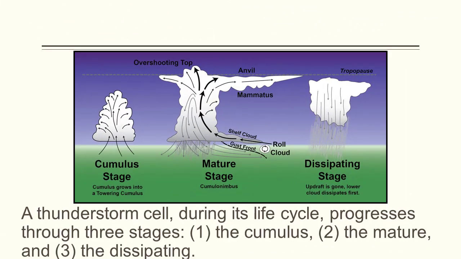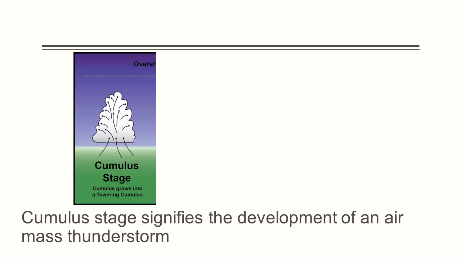A thunderstorm cell, during its life cycle, progresses through 3 stages: the cumulus, the mature, and the dissipating. It is virtually impossible to visually detect the transition from one stage to another, as the transition is subtle and by no means abrupt. Furthermore, a thunderstorm may be a cluster of cells in different stages of the life cycle. The initial stage in the development of an air mass thunderstorm is that in which rising, warm, humid air develops into a cumulus cloud.